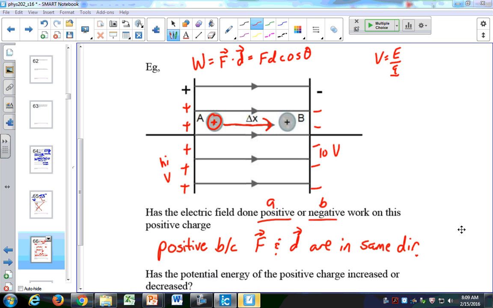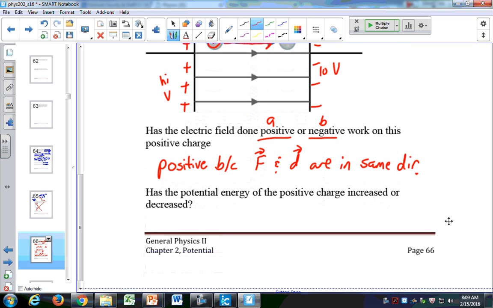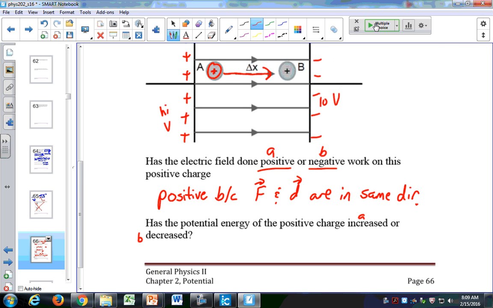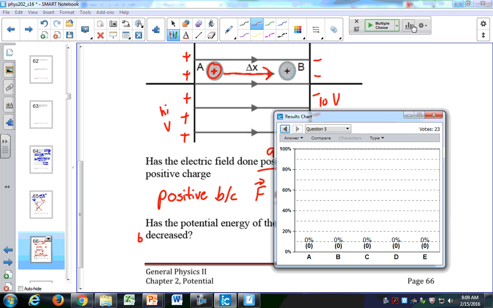Has the potential energy of this positive charge increased or decreased? Is it A, increased, or B, decreased? Think about the potential energy. This thing is moving from a high potential to a low potential. Has the potential energy of this positive charge increased or decreased? All right, I'll stop at 25. Okay, awesome. B is right.